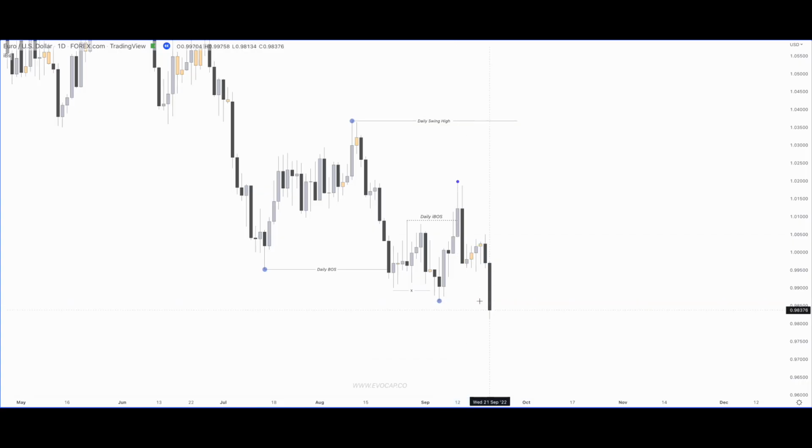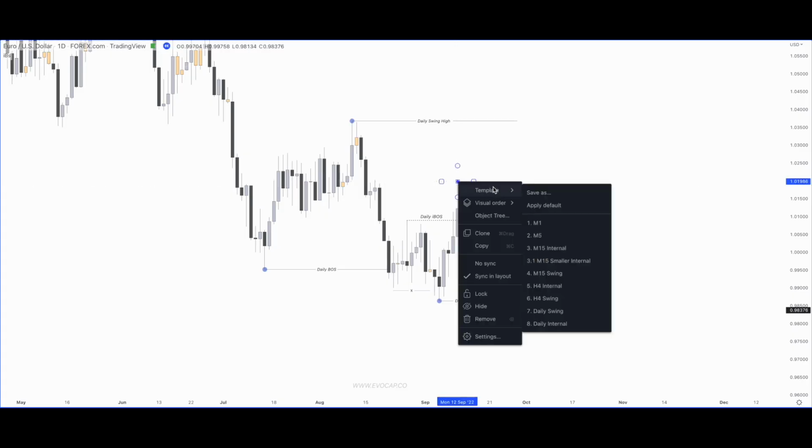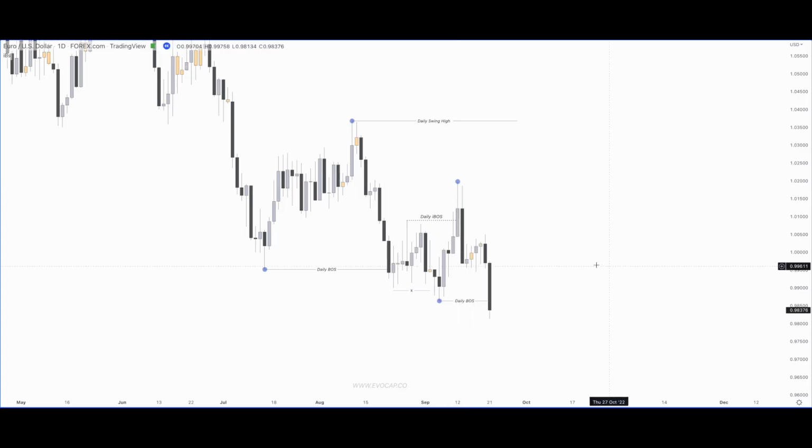So yeah, as you can see, we now have a daily BOS, right? So just quickly finish this up. We have a daily swing BOS, which means, of course, this high here now becomes our daily new swing high, right? So there we go.